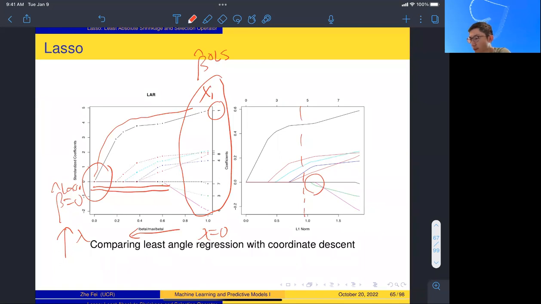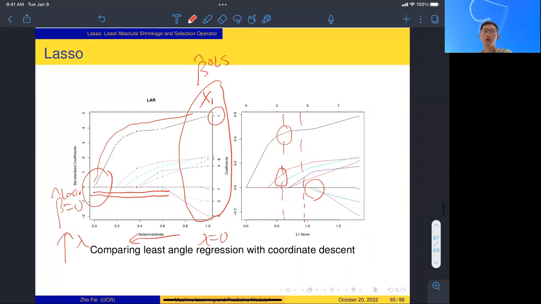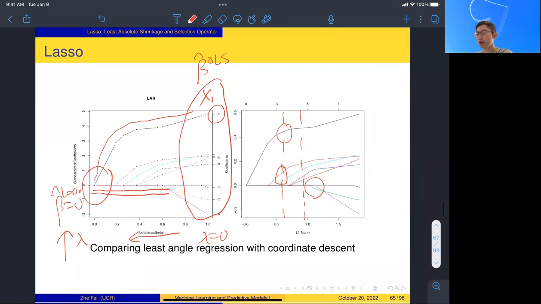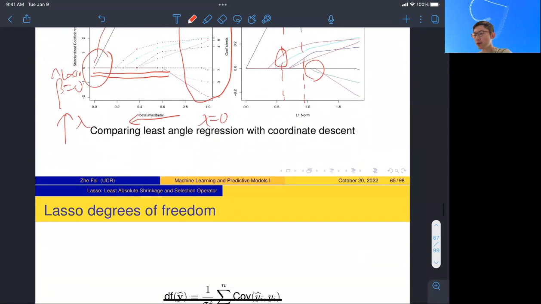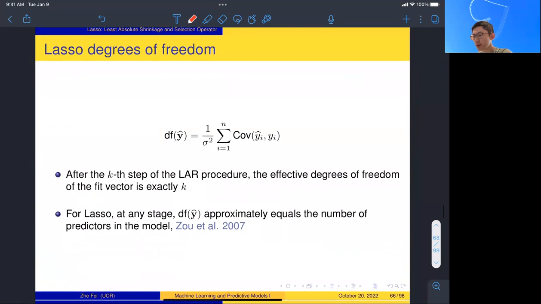And another example is, if we look at this lambda value, then there would be only 3 betas selected, because these 3 are non-zero, but all the other beta values are exactly 0. So we want everyone to see the difference between the lasso solution and the ridge solution, where lasso achieves 0 estimates.